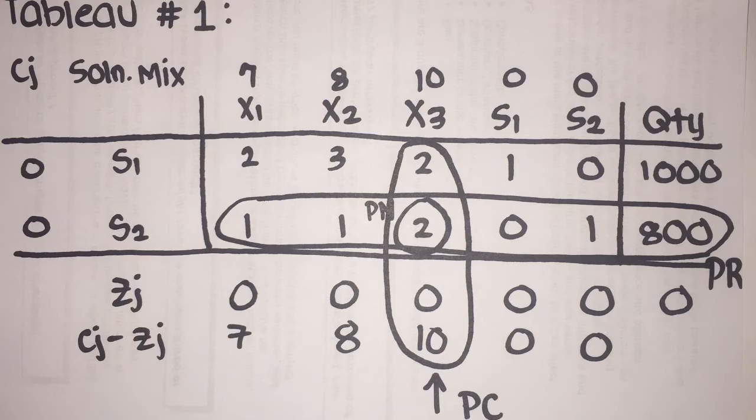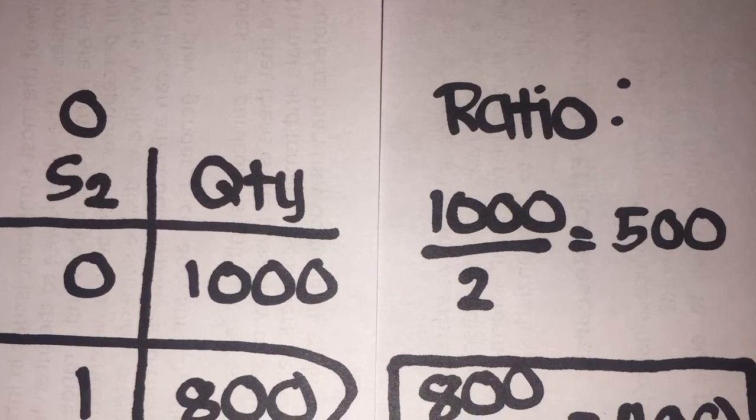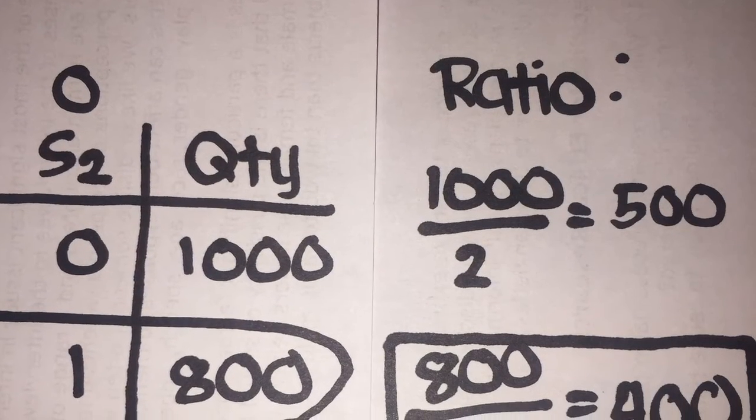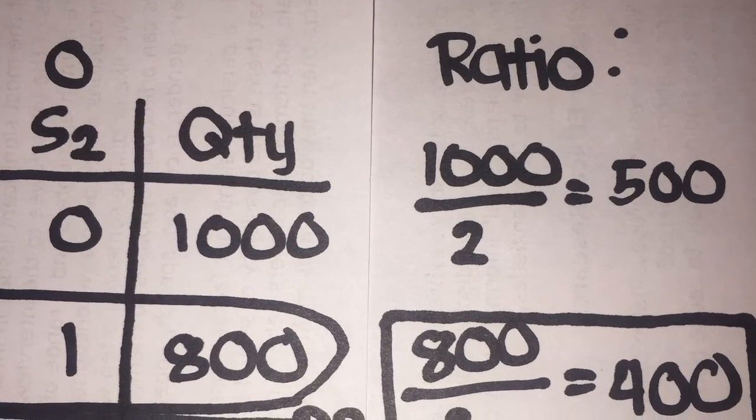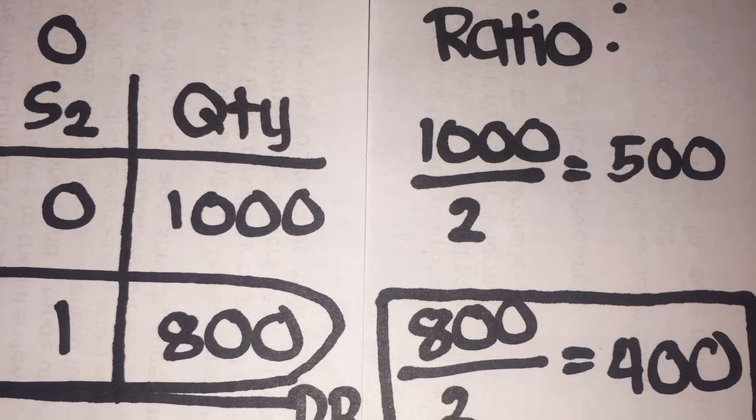Now we need to find the entering variable and the leaving variable. So we say that x3 is our entering variable and it serves as our pivot column. In our case, that is 10, and it corresponds to the variable x3. To determine the leaving variable, we need to find the smallest value of quantity divided by x3. Now we need to determine the leaving variable.